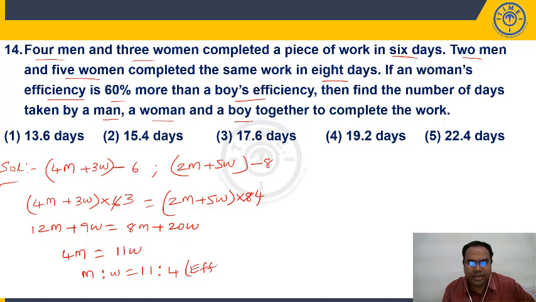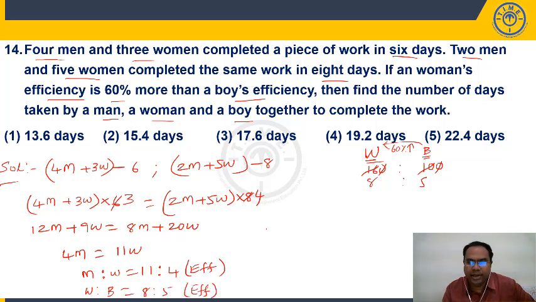What is this ratio? This is efficiency ratio. Similarly, if you take woman and boy, woman is 60% more efficient than boy. Boy is 100, woman is 60% more efficient than boy. Right, so 160. What is the ratio of efficiencies? 2 8s, 2 5s. Right? We know men is to women, we know woman is to boy. Woman is to boy, what is the ratio? 8 is to 5, efficiency ratio.